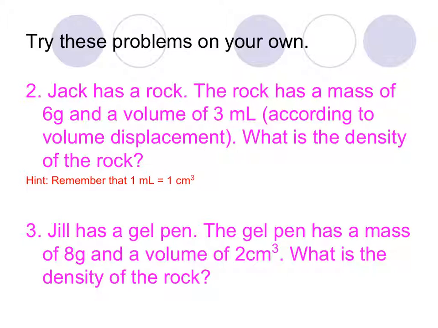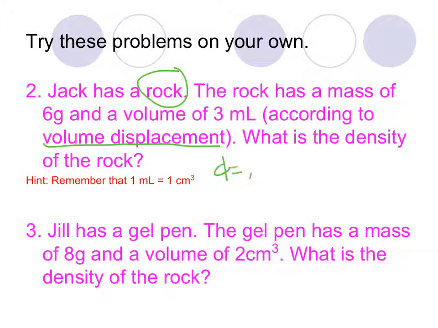So now we're going to try number 2 and number 3 together. I'm still going to help you. Jack has a rock. The rock has a mass of 6 grams and a volume of 3 milliliters, according to volume displacement. Why volume displacement? Because the rock is irregularly shaped. We can't measure it with a ruler, so we have to use a graduated cylinder and view the difference in water level before and after we place the rock into the graduated cylinder. So what is the density of the rock?